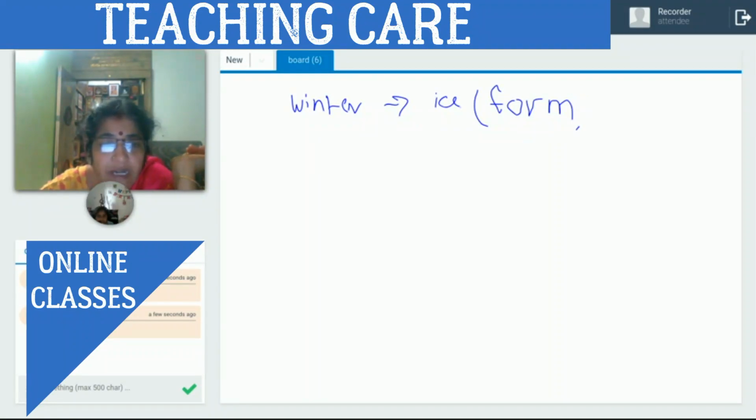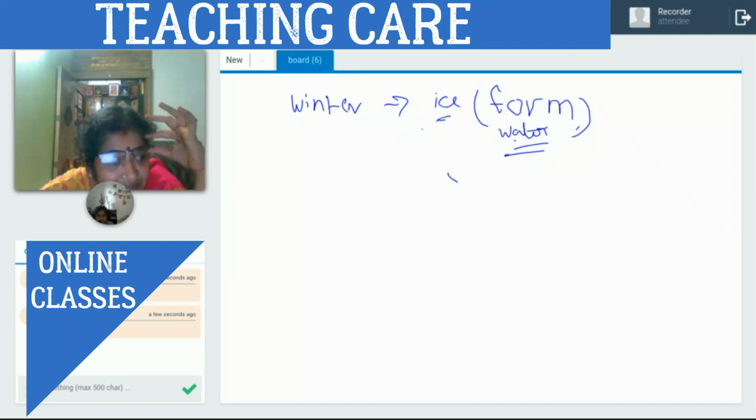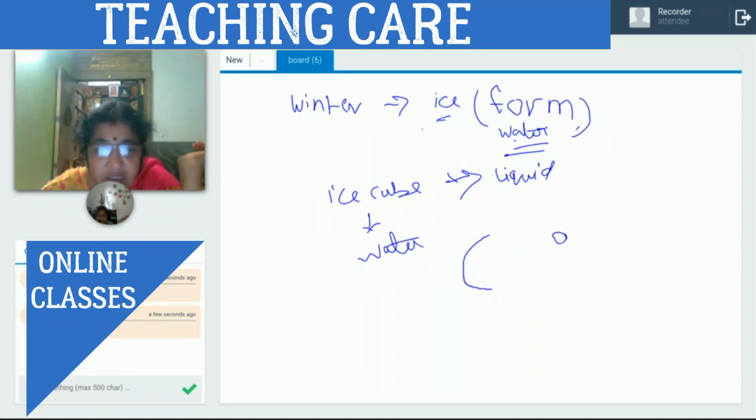So, shall I write water here? Can I write water here? Yes, I can write water, because ice is one of the forms of water, right? So by this, what you can understand is all are called water only. So an ice cube is also water. And if you melt it, it will become liquid. That is also called water, right?